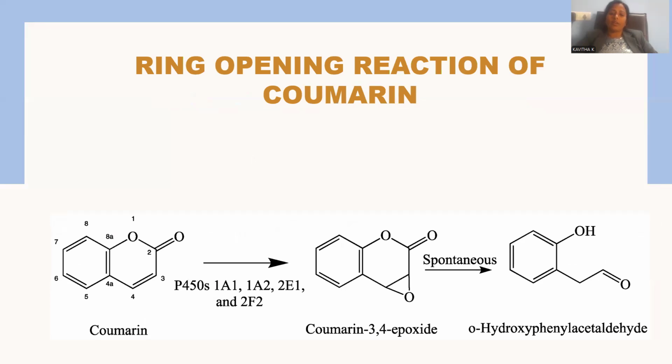Now, how does it participate in the ring opening reaction? In the initial coumarin, the olefinic double bond is epoxidized. For epoxide formation, you can add hydrogen peroxide or metachloroperbenzoic acid, so that the olefinic double bond is epoxidized. So you can achieve 3,4-coumarin epoxide as the intermediate product. Immediately that epoxide, which is highly strained, goes for the ring opening reaction, giving rise to an open chain molecule in this manner.